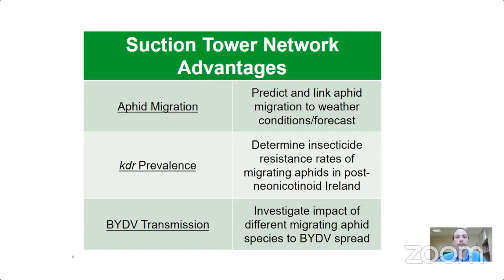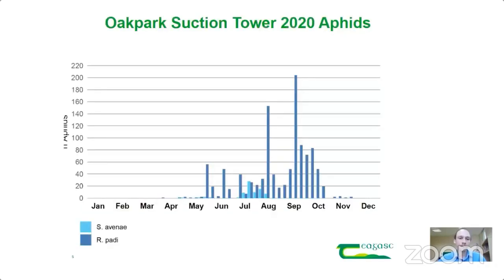So at first I want to start with some data from the aphid migration of the suction tower from Oak Park in 2020. On the left side, we have the number of aphids caught over the months and weeks. You can see that the aphids start to show up between April and May, and up to June, we get higher numbers.